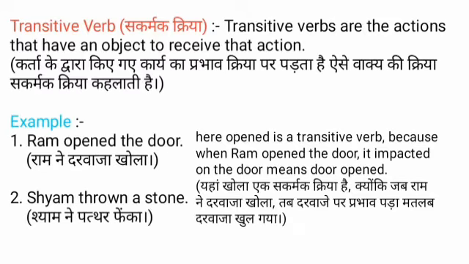So let's understand. Transitive verb. Transitive verbs are the actions that have an object to receive that action. For example, Ram opened the door. Here opened is a transitive verb because when Ram opened the door, it impacted the door, meaning the door opened. Another example, Shyam threw a stone.